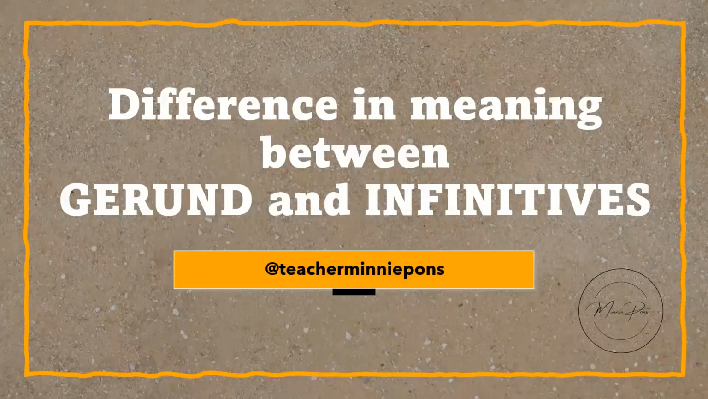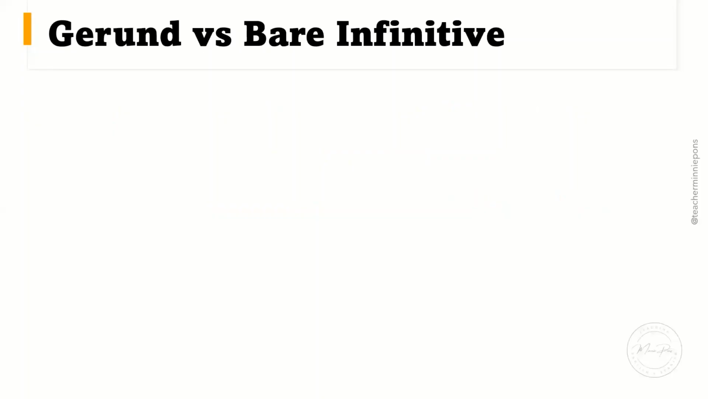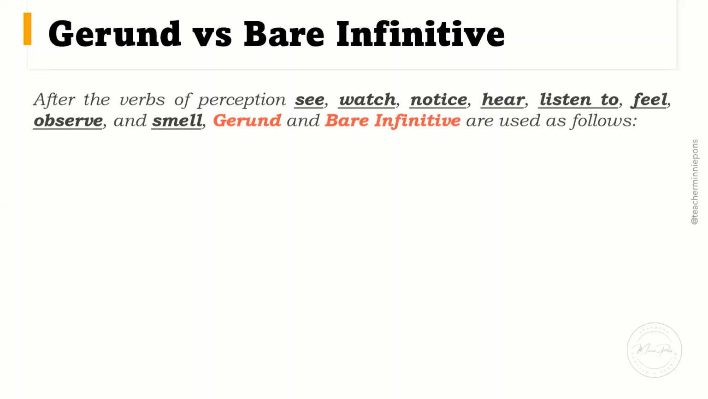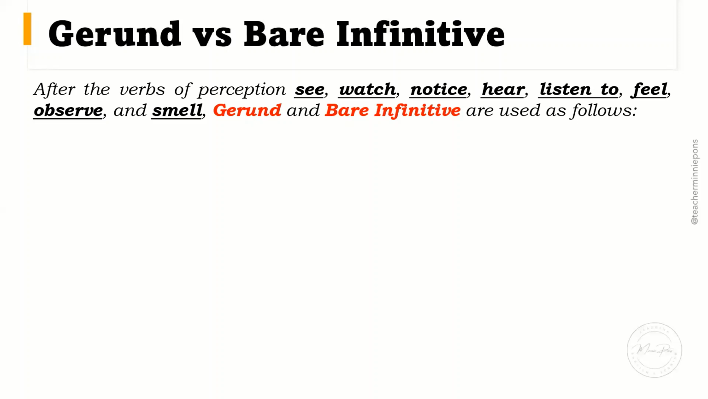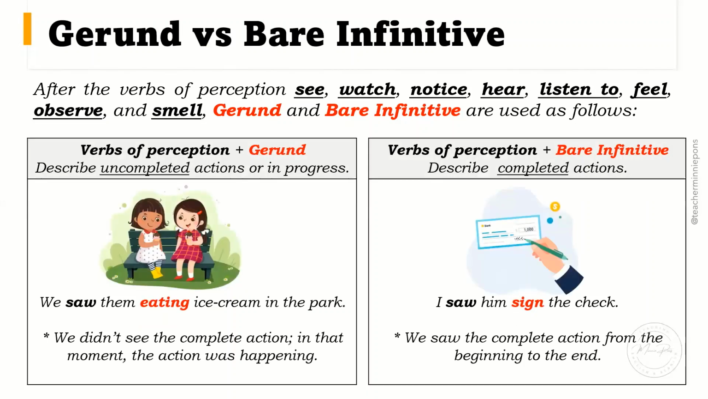Now we're going to see the difference in meaning if you use gerund or infinitive. Let's begin with gerund versus verb infinitive. After the verbs of perception like see, watch, notice, hear, listen to, feel, observe, and smell, gerund and verb infinitive are used as follows. If you use the verbs of perception plus gerund, you describe uncompleted actions or actions in progress.